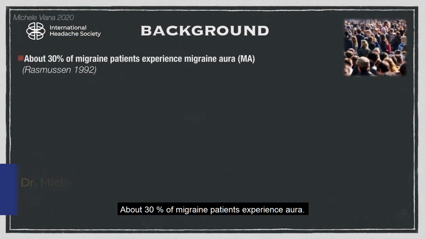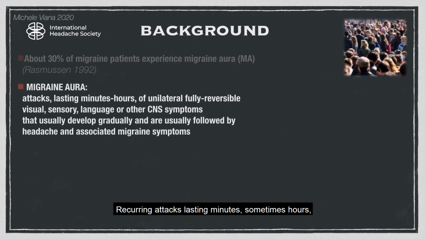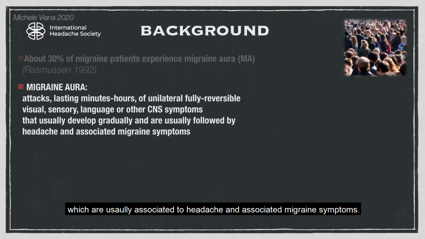About 30% of migraine patients experience aura. But what is migraine aura? Recurrent attacks lasting minutes, sometimes hours, of fully reversible visual, sensory, language, or other central nervous system symptoms that usually develop gradually, which are usually associated with headache and associated migraine symptoms.